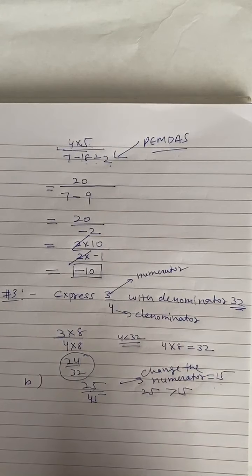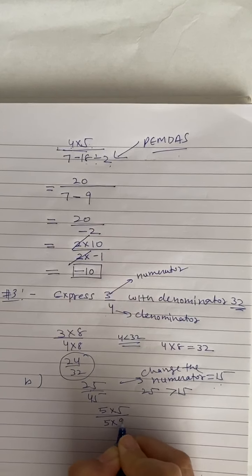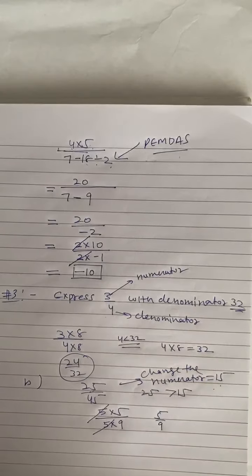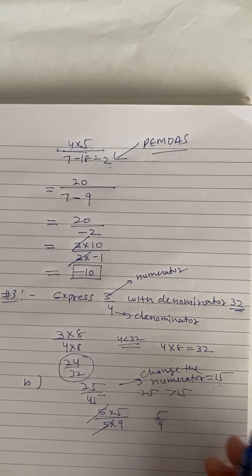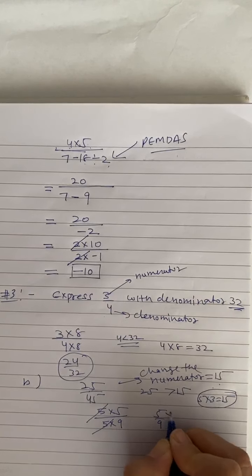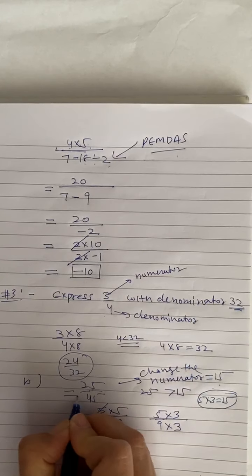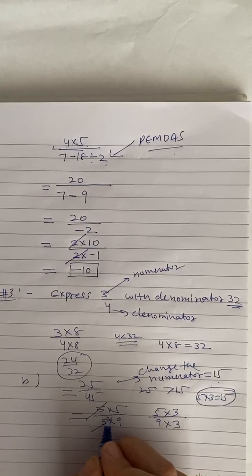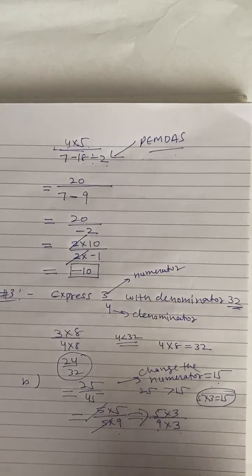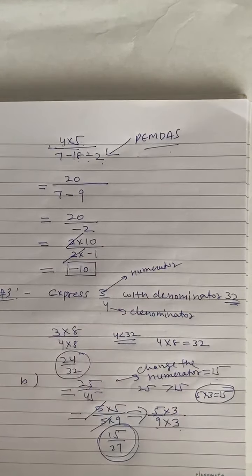So the first step I need to do is simplify it. So 5 times 5 and then 5 times 9. And this 5 and 5 will get cancelled. So we get 5 over 9. Now I can change the numerator to 15. Now I know 5 times 3 is equal to 15, which means I need to multiply this by 3, this by 3. So first thing I simplified it to 5 over 9. Then the second step I did is 5 times 3, 9 times 3, which gives me 15 over 27. So that is my final answer.